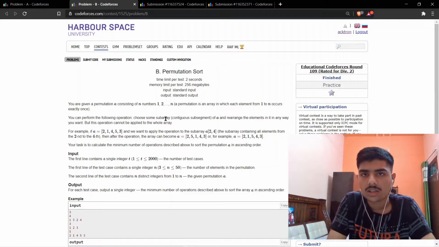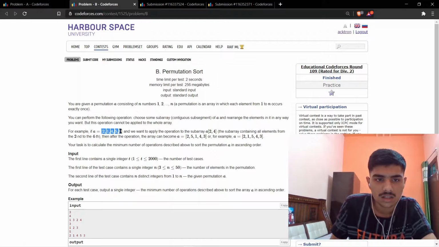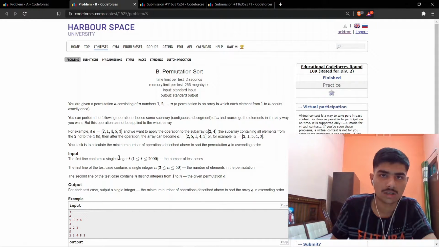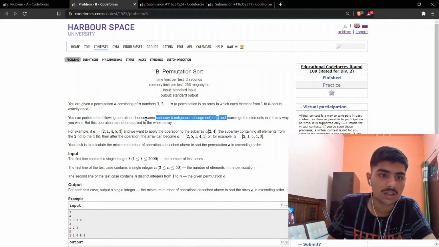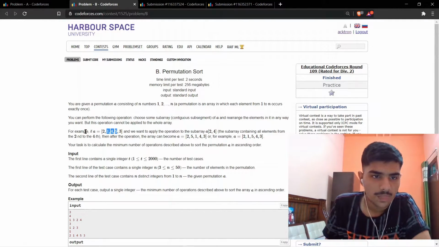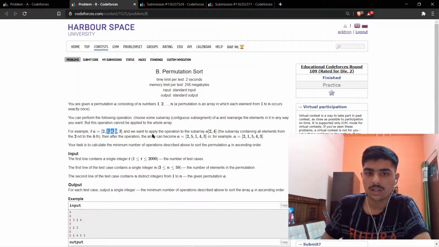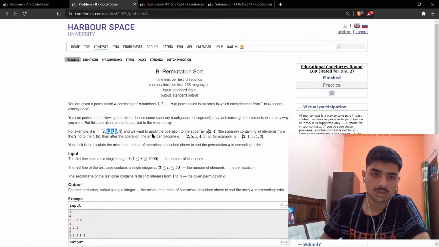I can choose a subarray consisting of a continuous segment. Continuous segment means suppose this is our array, and I choose this element 1 and this element 5. So the continuous segment is from 1 to 5, and the elements between 1 and 5 are also included in the subarray. Then we can rearrange the elements in the way we want, we can sort this segment. So our target is to sort that array, and we need to print the minimum number of operations that we can do to sort that array.